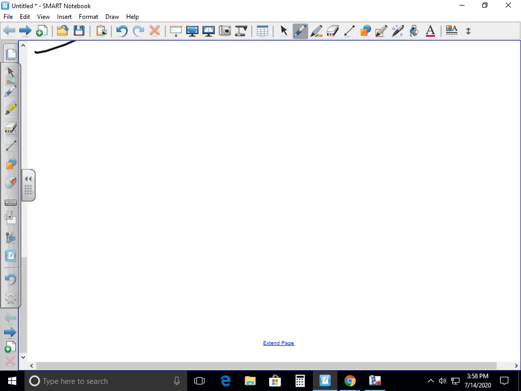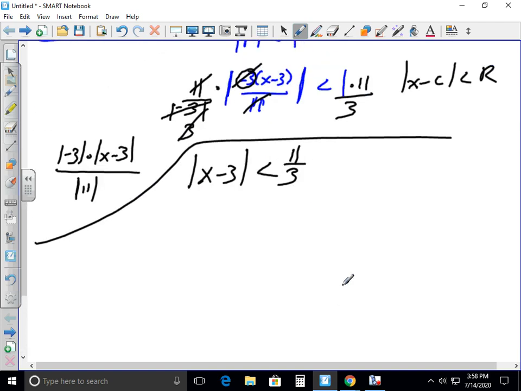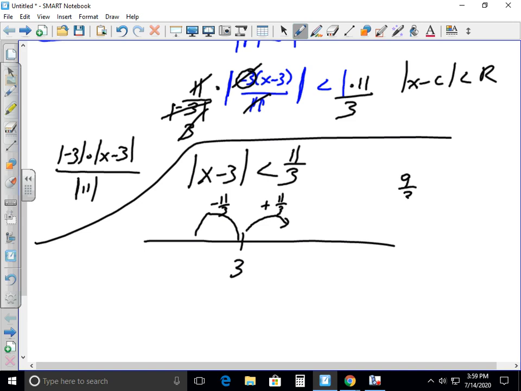So our center is at 3, which is where we were told for it to be. And then we go to the right 11 thirds, and then we go to the left 11 thirds. 3 is 9 thirds. So if we add 11 thirds, 9 thirds plus 11 thirds would be 20 thirds. 9 thirds minus 11 thirds would be negative 2 thirds. So our interval goes from negative 2 thirds to 20 thirds.